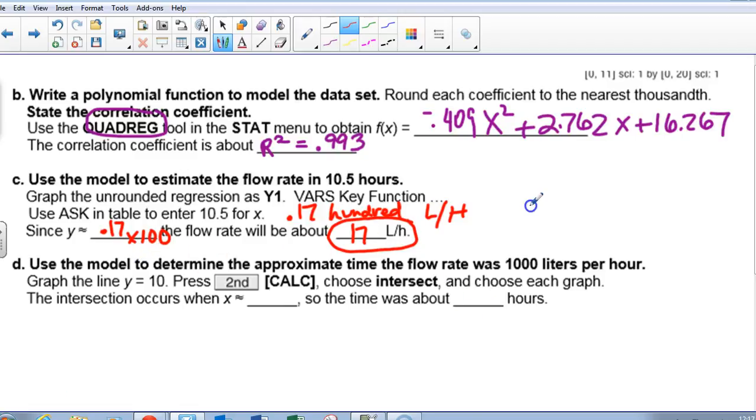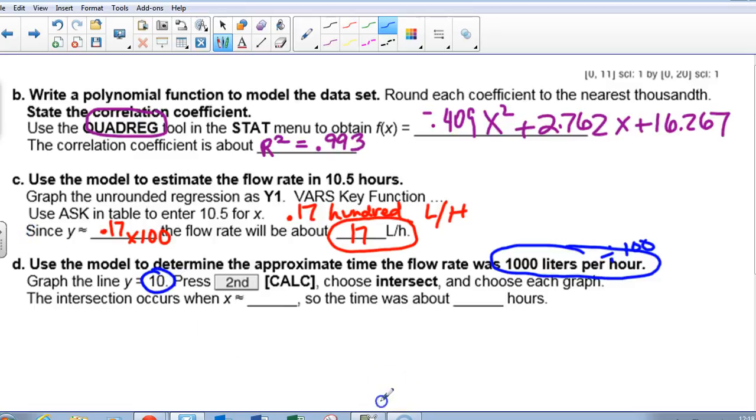And finally, I like that they do this, but I don't think that they do this on your homework. It says use the model to determine the rate of flow. When was the rate of flow 1,000 liters per hour? Okay, first thing, 1,000 liters per hour is how many hundreds? 10. We'd have to divide by 100. So it's actually 10 hundreds of liters.